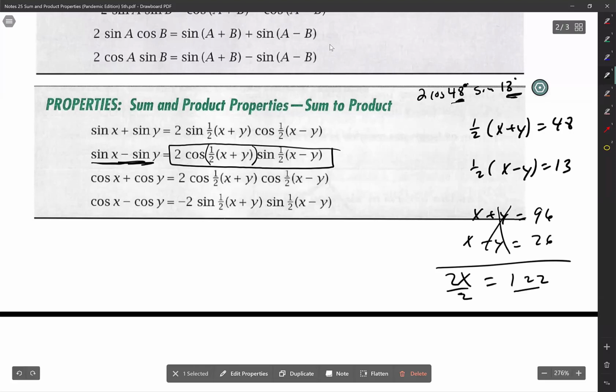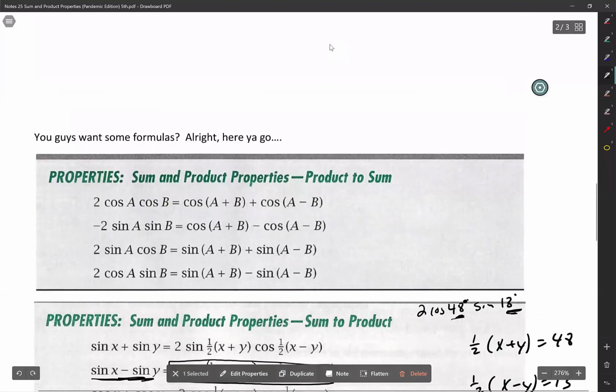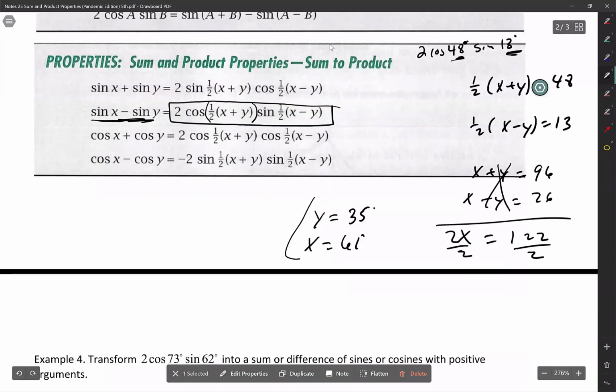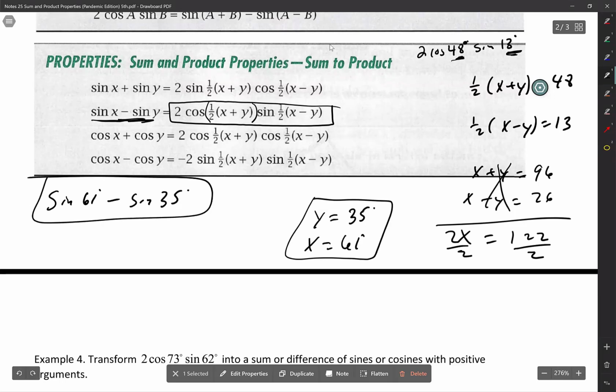122, divide by 2, x equals 122 divided by 2, 61. Is x equals 61 in ours? Yes. And then you do the same thing for the y, and I'm just going to cheat and go right into y of 35 degrees. Just don't write any of this down, just listen. And just use the formula, and you can just go sine of 61 minus sine of 35. I don't know if that was easier, guys. This is the first time I've done it. I don't necessarily think that's easier.